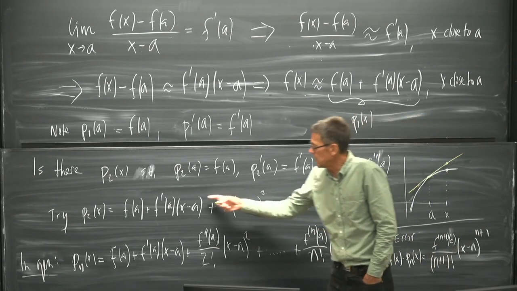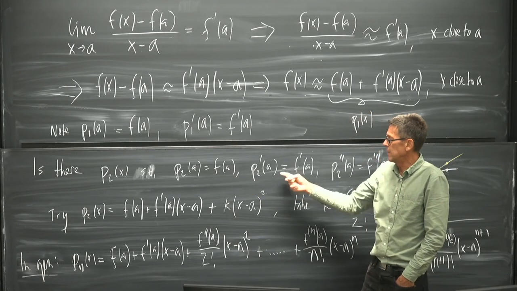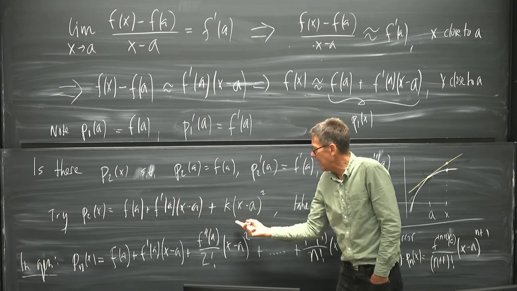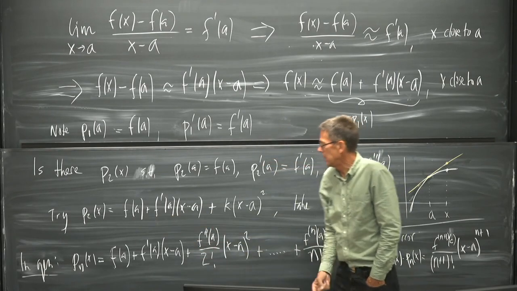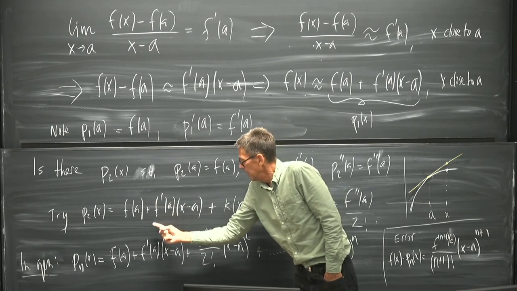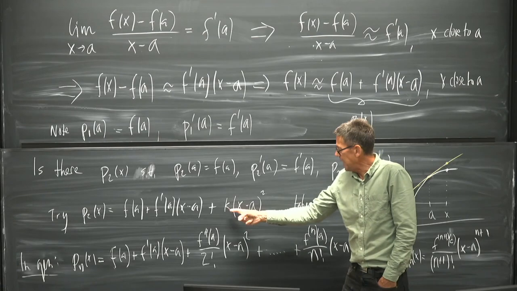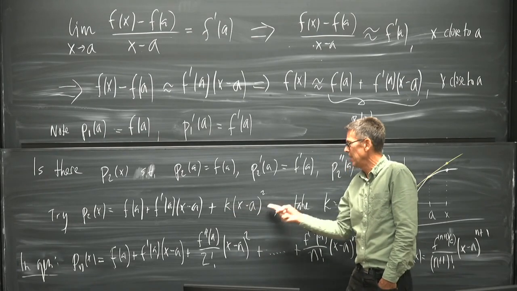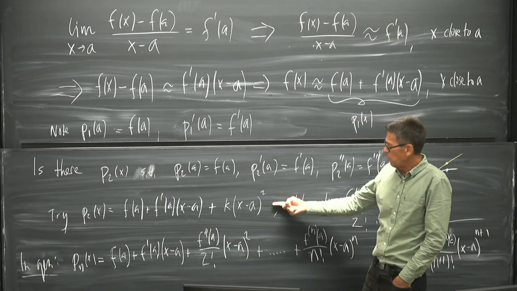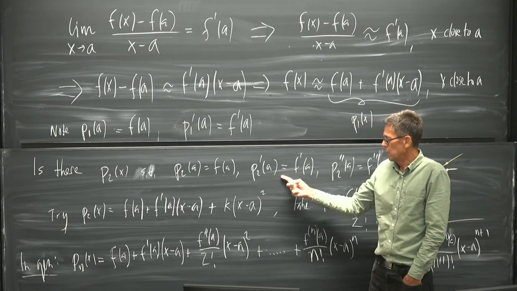So if this is our polynomial P2, it's clear that these two conditions are already met. The first two conditions are already met. Because if you plug in a instead of x here, you get f of a, right? And if you differentiate once and this disappears, this is just f prime of a, and this one is k times 2 times x minus a, and if you plug in a instead of x, this is 0. So for this polynomial, no matter how you choose the constant k, the first two conditions are met.